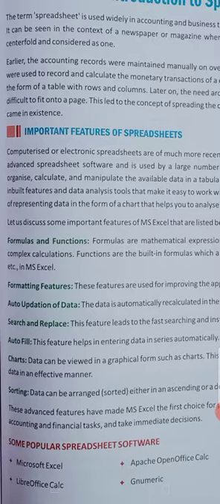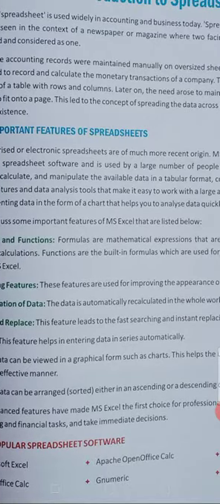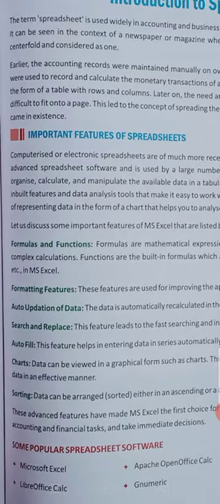Search and replace. I already told you search and replace in the last unit. It is used to search and change the data. Autofill: this feature helps in entering data in series automatically. It will fill up the data automatically. Charts: all of you are familiar with charts. In MS Excel we have a facility to present our data in chart format, as in MS Word also. Sorting means arranging data in ascending or descending order.